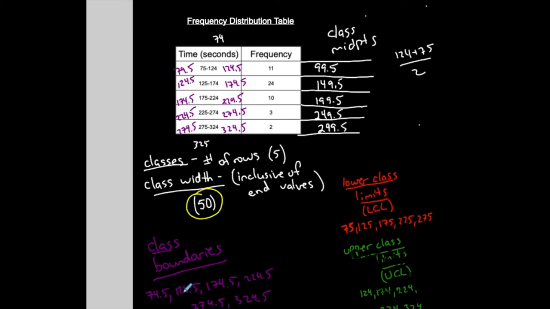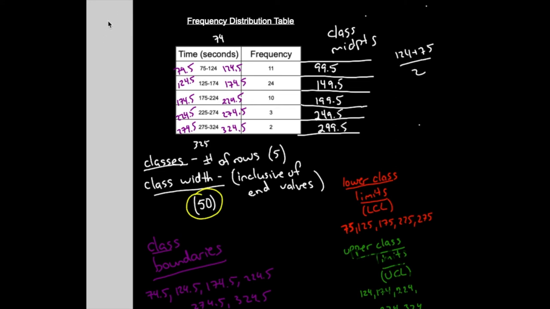Again, what is the difference between each of these class boundaries? Wow. From 74.5 to 124.5 is 50. 50 plus 50 plus 50 plus 50. Is it a coincidence? No. The difference between each of the class boundaries should be equal to the class width as well. These are all different ways to check and make sure that you're doing your frequency table correctly, or analyzing it correctly. There should be things that are consistent and matching.